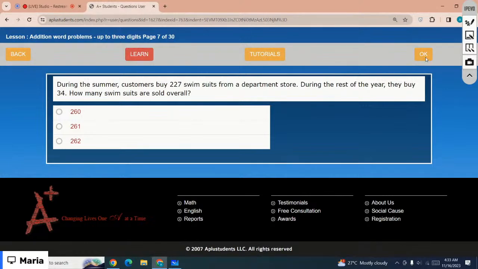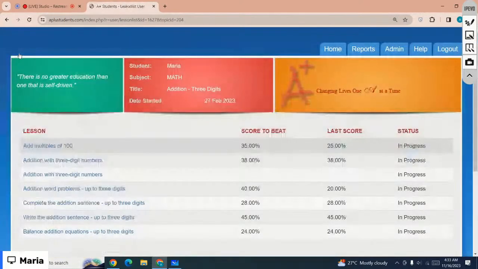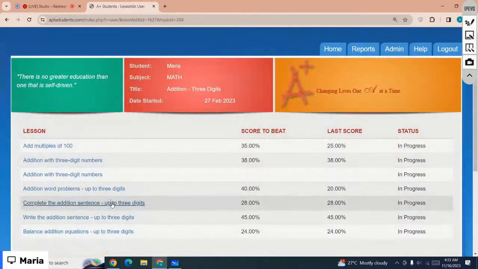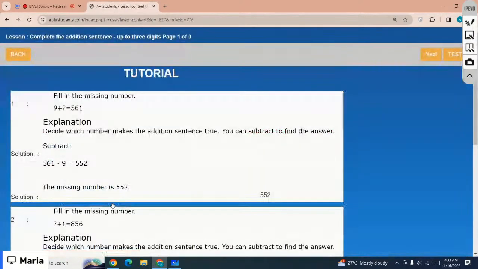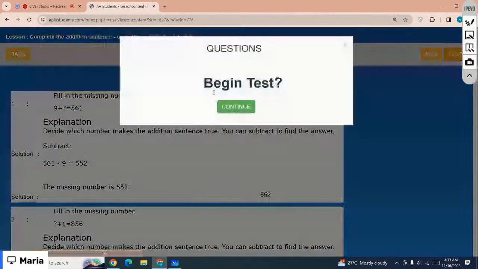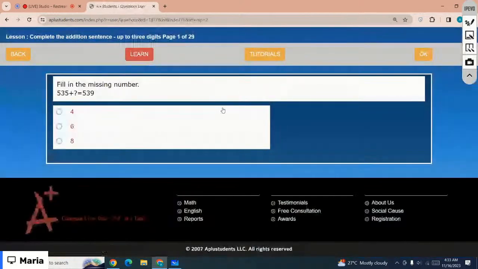Okay, you can complete the lesson by yourself later today. Let me just move on to the next lesson. And the next lesson is complete the addition sentences up to three digits. So you need to find the missing number, right? You are given one of the numbers, you need to find the other number, right?